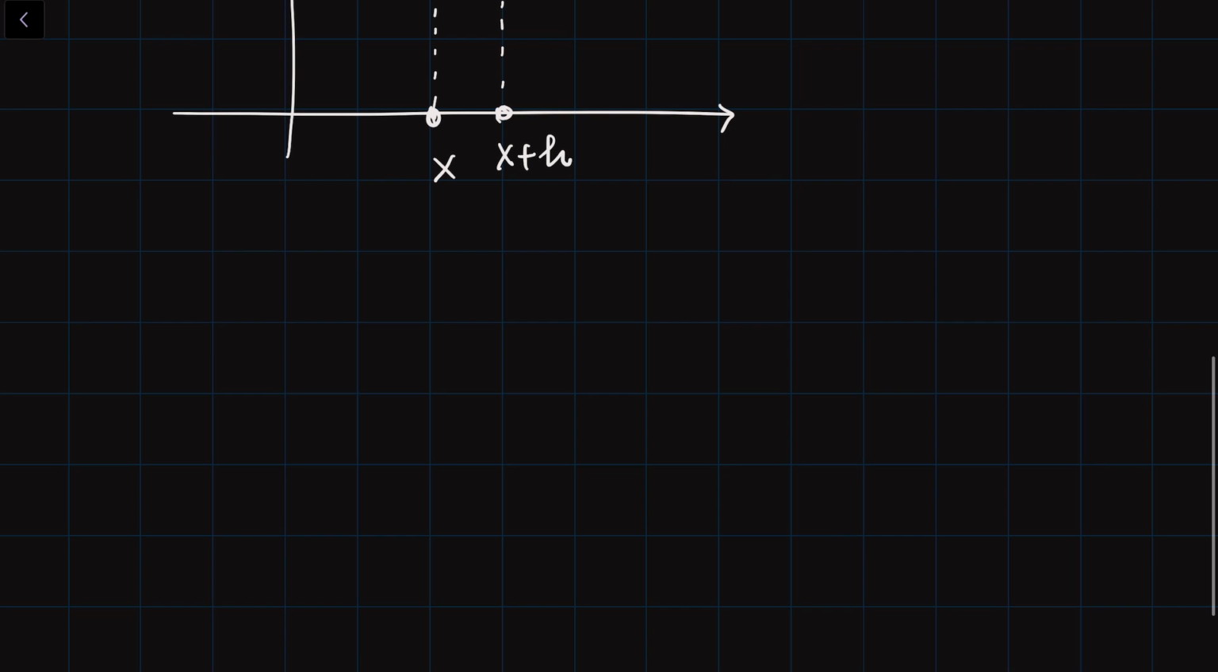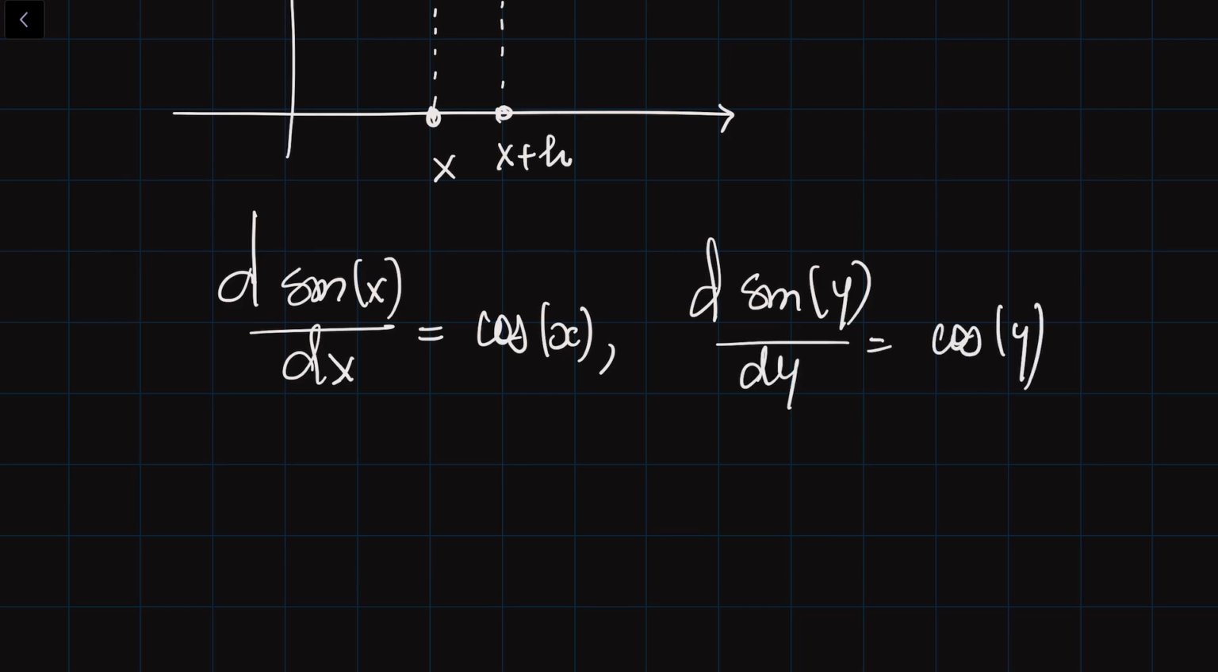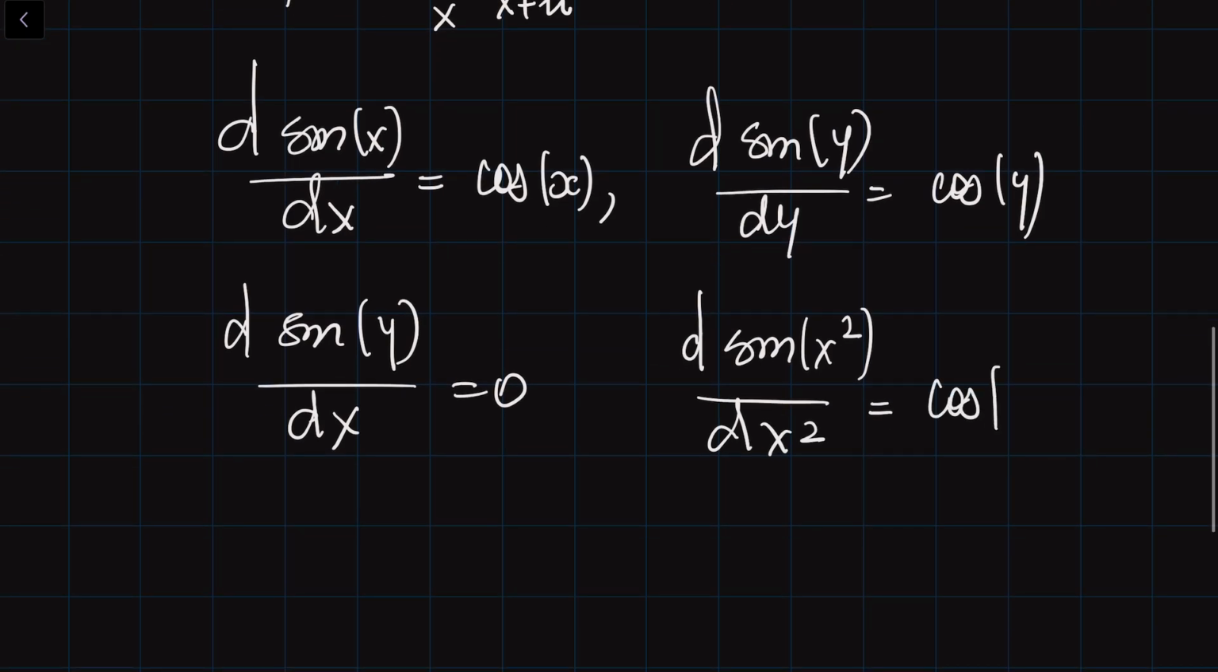If I say, for example, what is the derivative of sine of x with respect to x, you tell me what? Cosine of x. And if I say, what is the derivative of sine of y with respect to y, what do you say? Cosine of y, okay? If I say, what is the derivative of sine of y with respect to x, you say 0, if they are independent. And if I say, what is the derivative of sine of x squared with respect to x squared? Cosine of x squared, right?